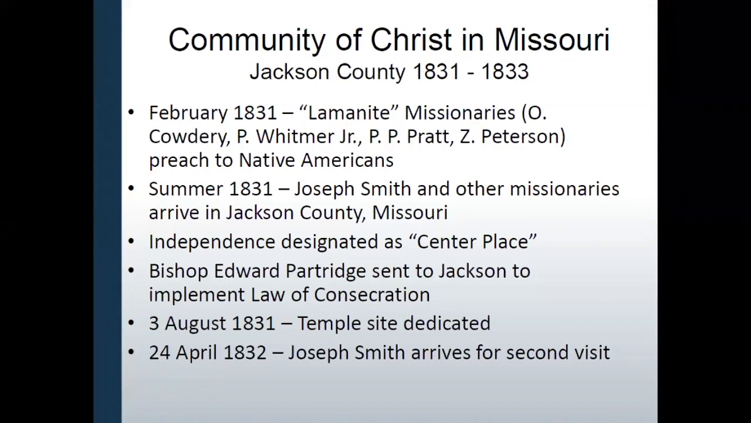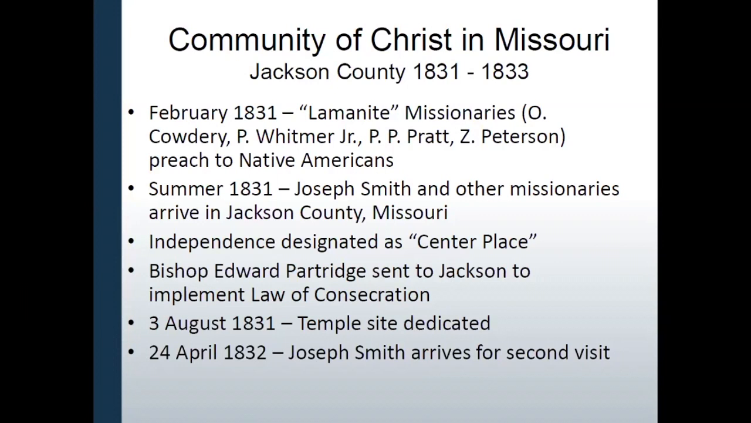I think it's kind of funny that I grew up in Jackson County, and I was shocked to discover that Joseph Smith never lived there. He visited on a few occasions, but never lived in Jackson County, Missouri. But he did designate Independence as the center place.